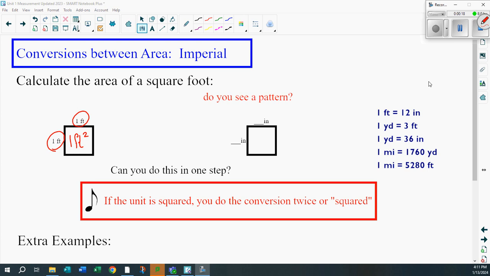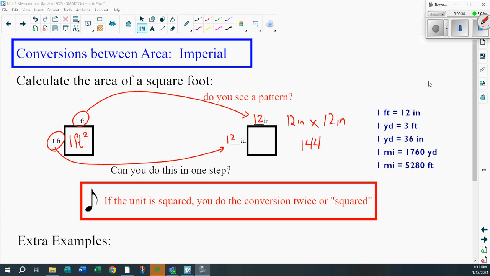That's how it works. But what if you want to convert this into inches? Well, don't you have to convert this side into inches and then convert this side into inches? And sure enough, length of 12 inches times width of 12 inches gives you 144. Check this out: inches squared. So in other words, to convert from 1 foot squared into 144 inches squared, you have to convert once, twice.